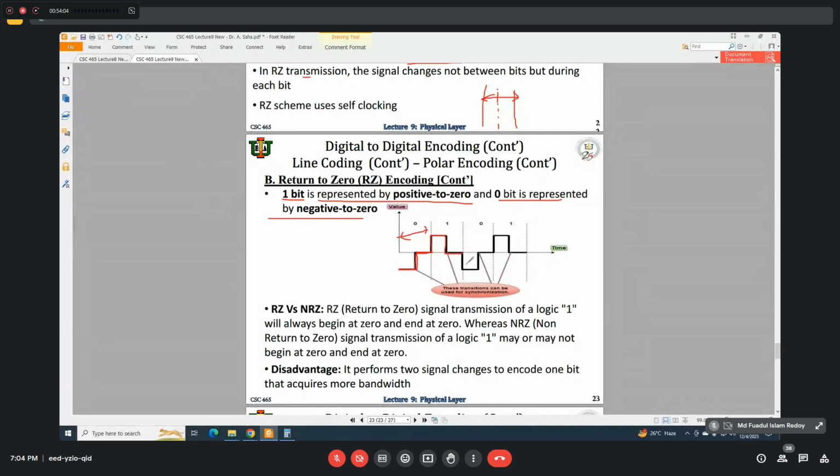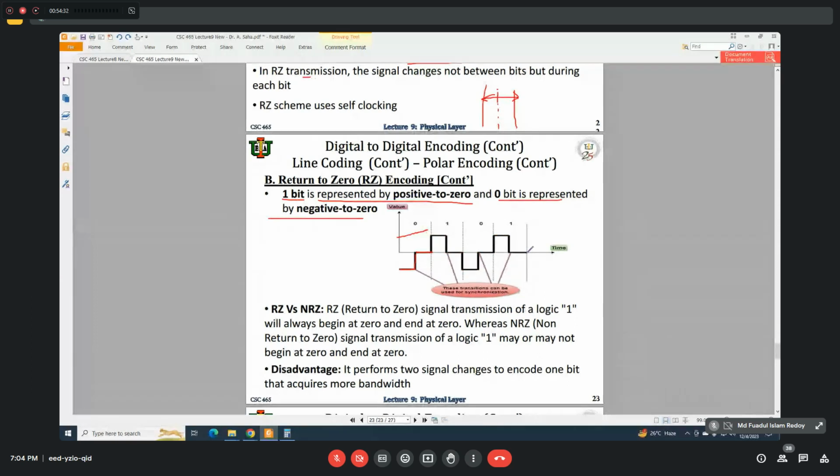Now you get zero again, so you come down, negative to zero, and then this is the resting state, the zero state. Then again you get 1, so you move from positive to zero. Do you understand that? Yes, sir.